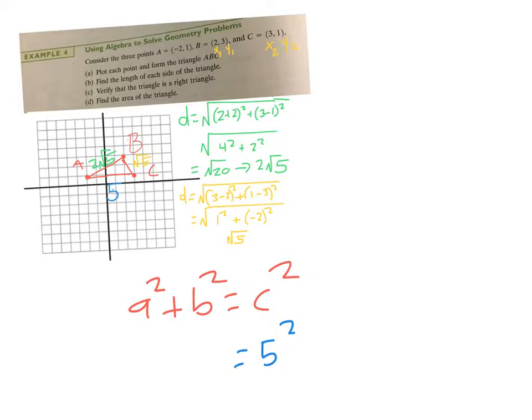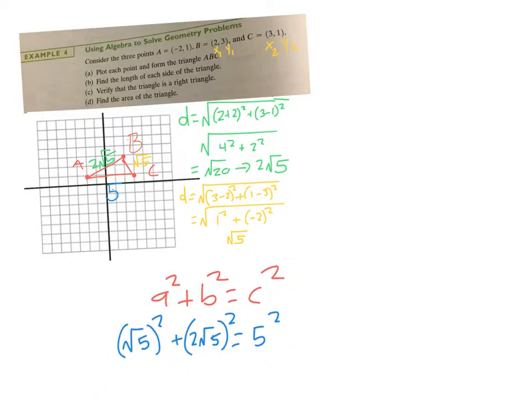So I'm going to say A is the square root of 5, and that's squared, plus B is 2 radical 5, and that has to be squared. Now, if this is true, that means that it is a right triangle. So now simplify that. The square root of 5 squared will square root and square inverse operations. So that goes away. We're left with 5 plus 2 radical 5 squared is 4 times 5, which is equal to 5 squared. That simplifies to be 25.